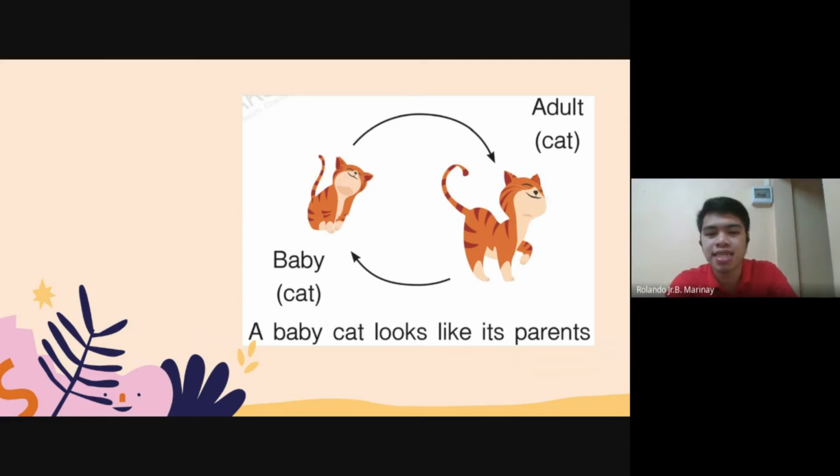Okay, this is the baby cat. The baby cat and the adult cat. The adult cat is bigger than the baby cat. The baby cat looks similar but not fully the same. They're just similar, but the baby cat is smaller and the other parts of its body are not yet fully developed. Okay?